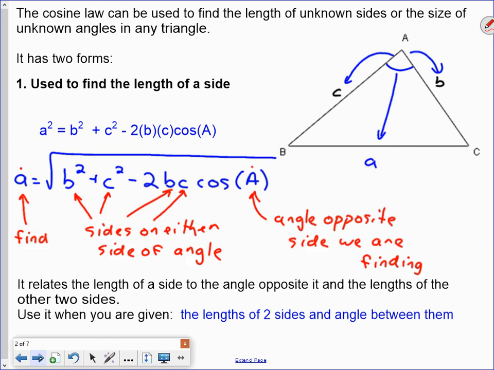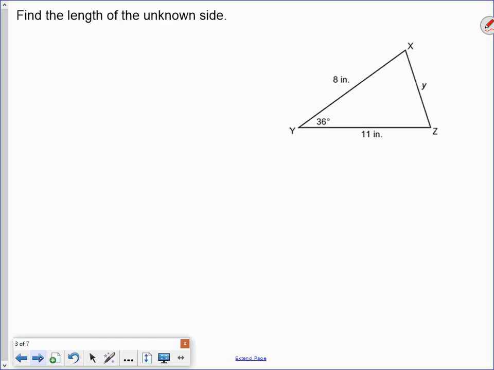So let's look at this in action. We want to find the length of the unknown side in this triangle. The thing that we are trying to find here is side Y, and they tell us the length of side X is 11 inches and side Z is 8 inches. And they give us the size of angle Y, which is 36 degrees.